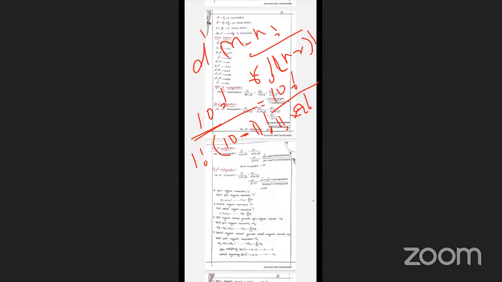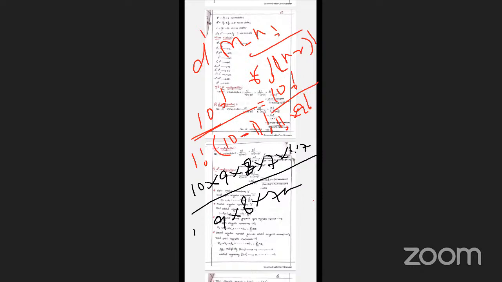10 factorial means 10 into 9 into 8 into 7 into 6 into 5 and so on up to 1, divided by 1 factorial, which is 1, and 9 factorial, which is 9 into 8 into 7 and so on. So the 9 factorial cancels completely. What is the remaining? 10 by 1, that is 10. So 10 is the number of microstates.